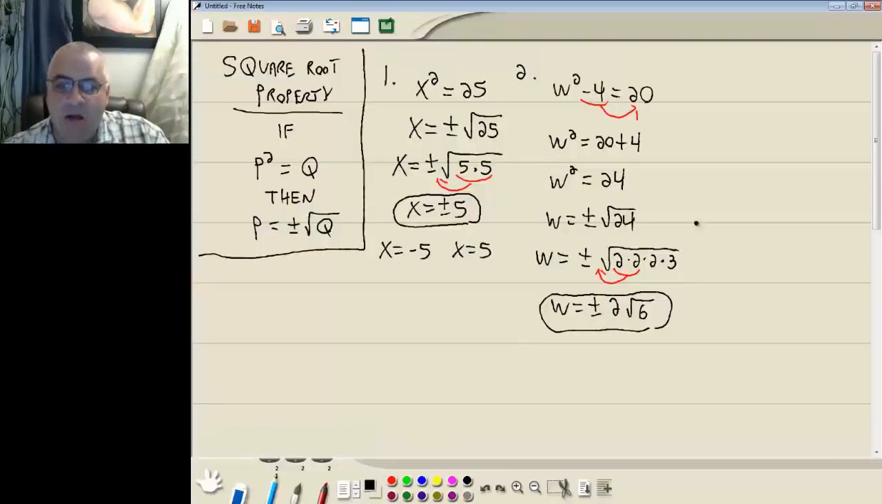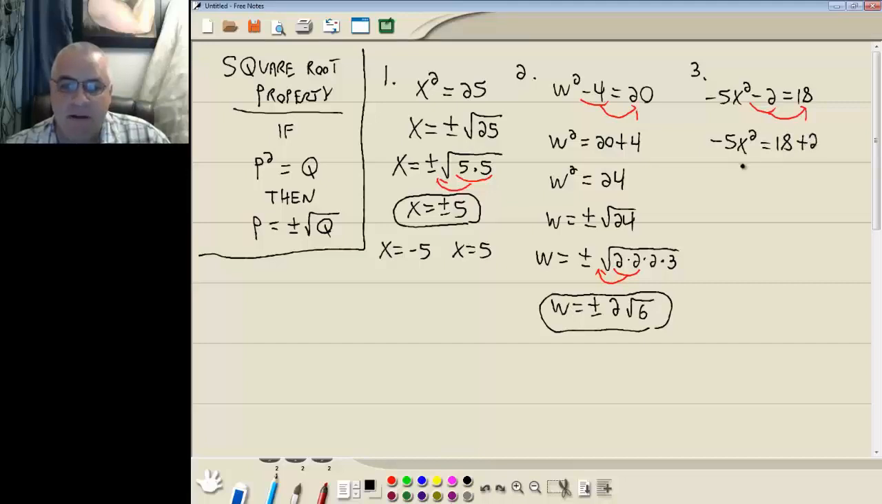Let's take a look at this problem. We've got negative 5x squared minus 2 is equal to 18. Obviously, the entire left side isn't squared, so let's work on getting the part that's squared by itself. I'm going to take the negative 2 and move it to the right side. Remember, when you take anything across your equals, your sign changes. So negative 2 becomes a positive 2. And then 18 plus 2 is 20.